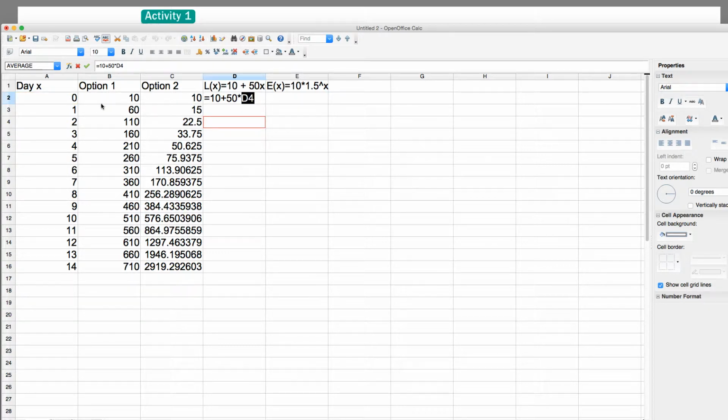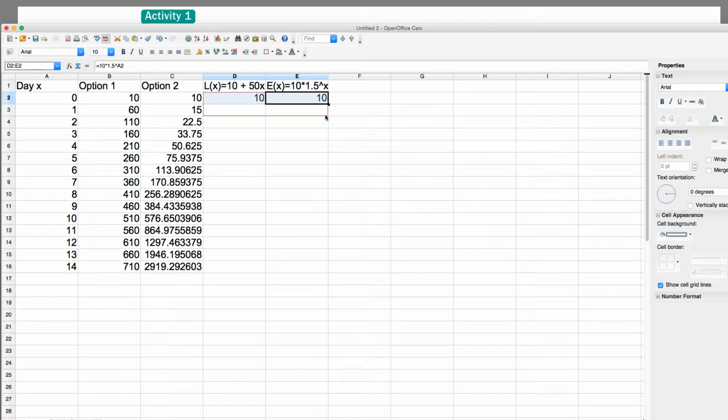the linear increase. My formula for the exponential increase is equal to 10 times 1.5 raised to the A2, and that should give me 10, they're all stay 0. When I increase it by 1, I should have the results I got before. Yeah, 60 and 15.